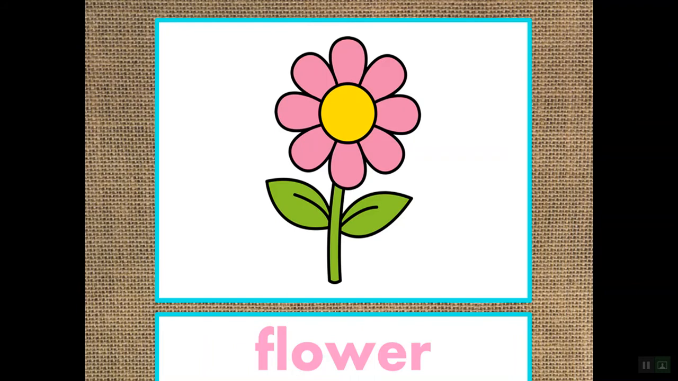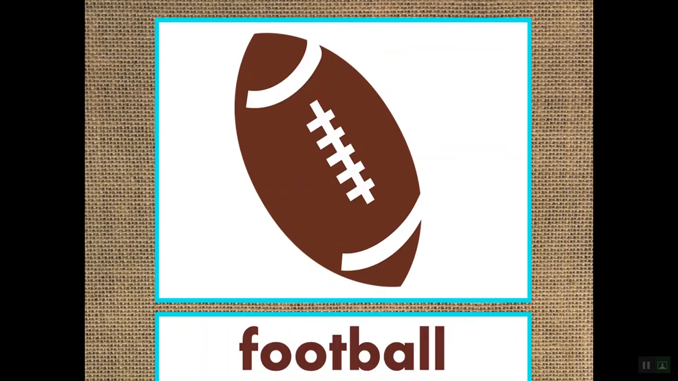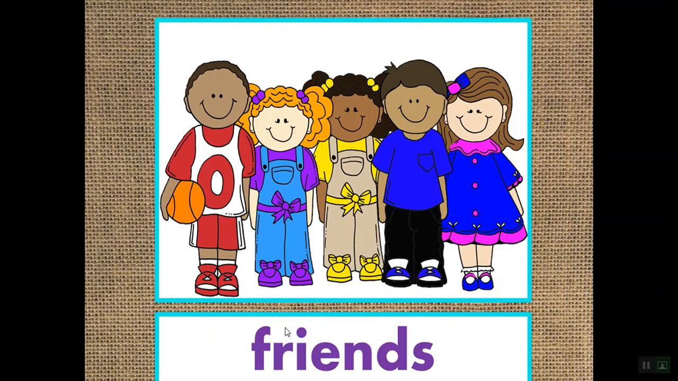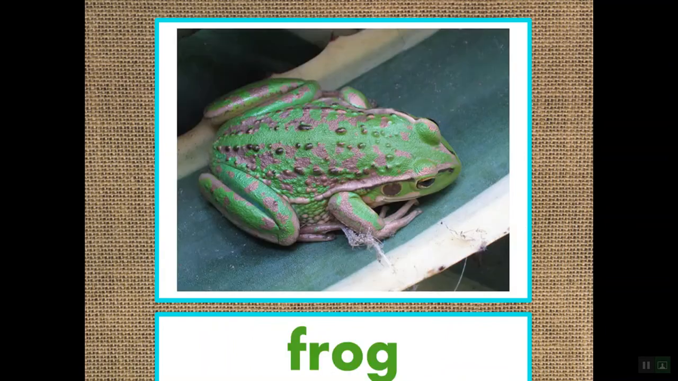And here we have a flower. Go ahead, say flower. And football. Oh, it's another compound word. Football, football. Football starts with F. And here we have friends. Say friends. Good. And we also have a frog.